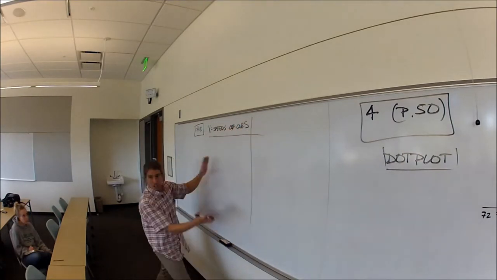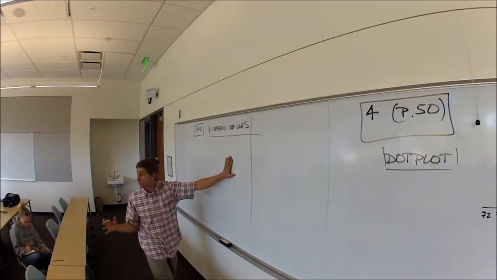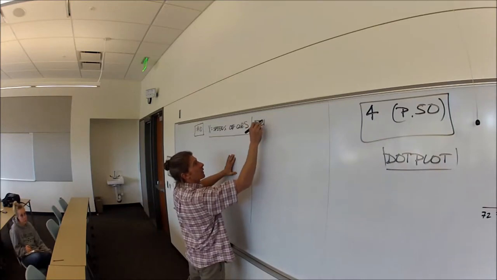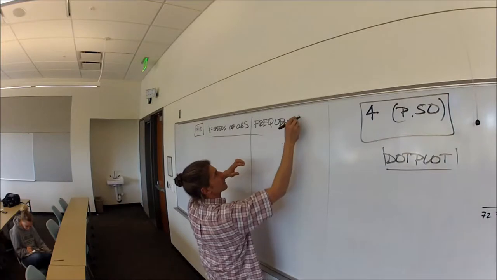That's going to be the left column. And the right column is going to be how many cars fell into that group. So I'm going to call this the frequency column. You would call it the Y column back in algebra class. I have a hard time spelling today.